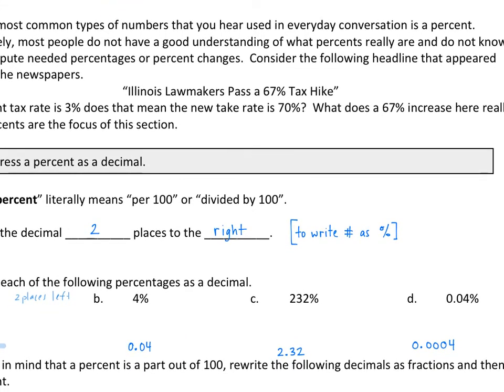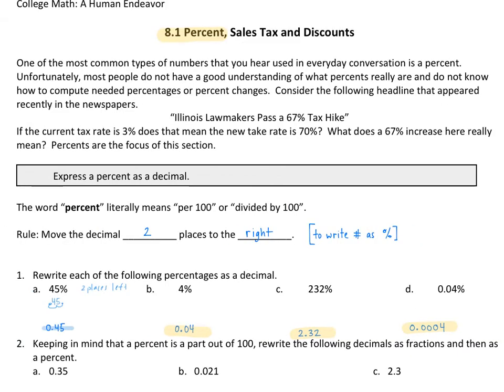Moving the decimal 2 places to the left, that leaves us with 0.04 for 4%. 232% becomes 2.32, and 0.04% becomes 0.0004. All right, if you have questions on that, let me know. Let's move on to the next.